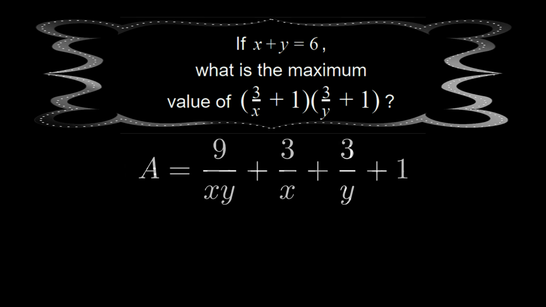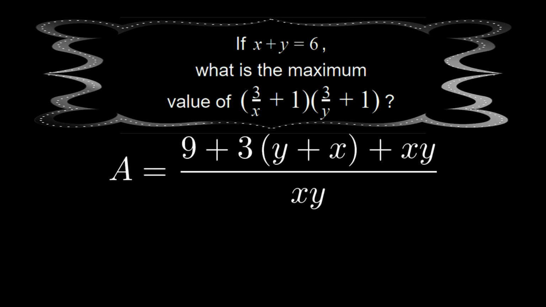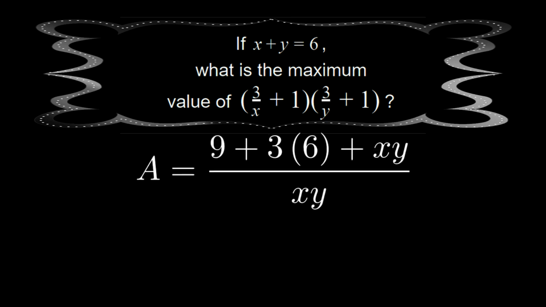Let's now get a common denominator. We now have a new problem. X times y appears 5 times, but x and y each appear individually in the numerator. It's at this point that we should maybe reread the question for some insight. In doing so, you may realize that we're given x plus y, and we can get x plus y down below by factoring out a 3. Let's replace that with 6, and then let's simplify.